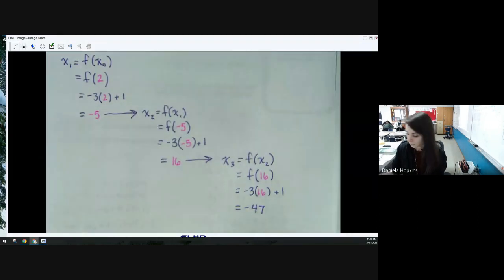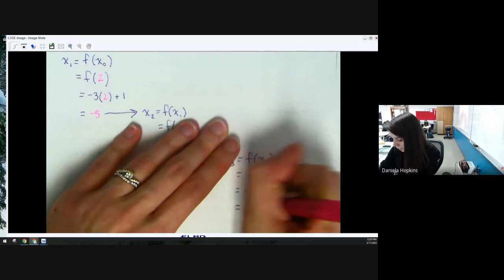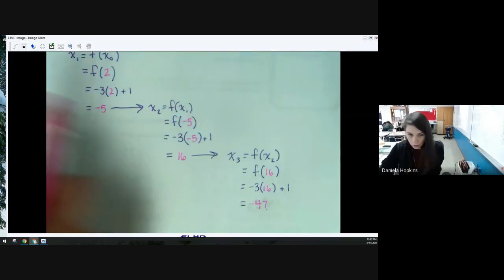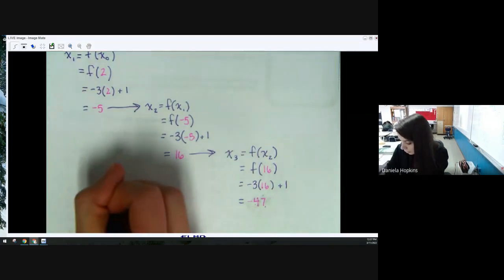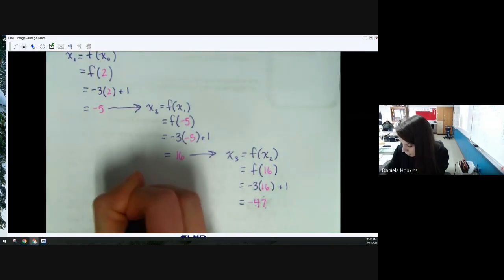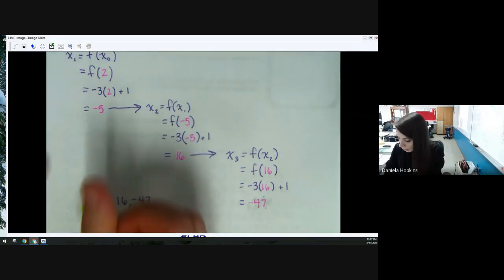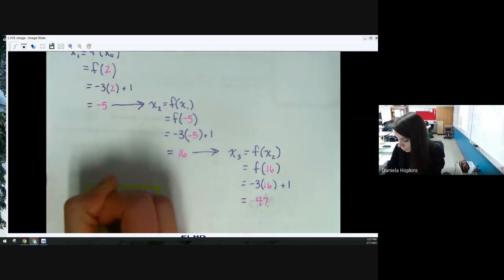Oops, I'm off the page. Also, I forgot to do it in pink. It's negative 47. So on Go Formative, all you do to enter these answers is you just have a list: negative 5, 16, negative 47. So iterations are a kind of cool little application of these recursive sequences.